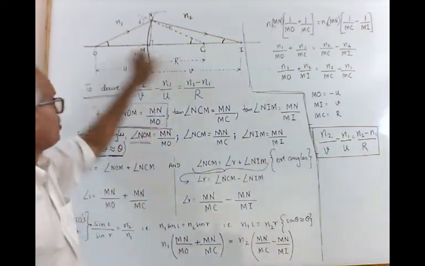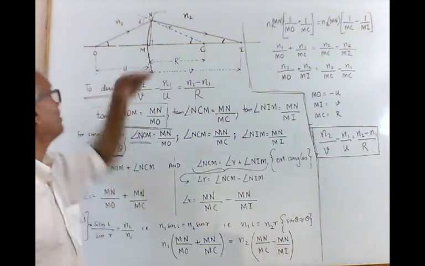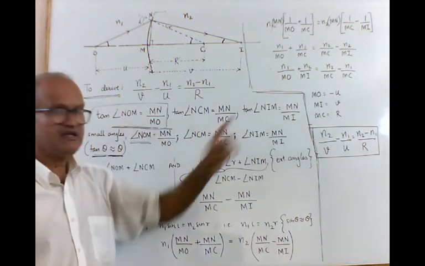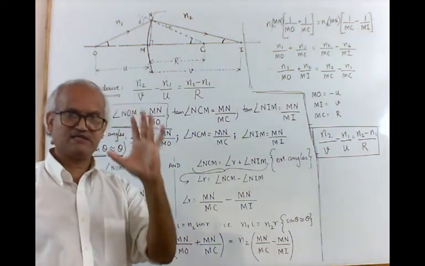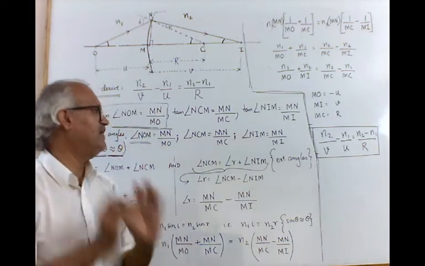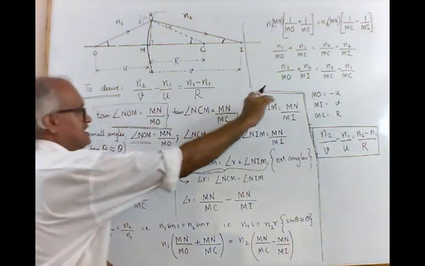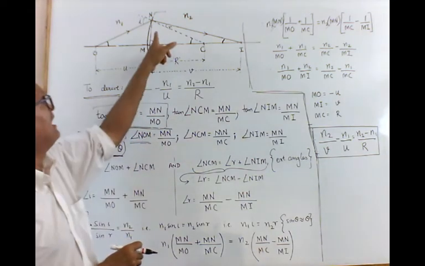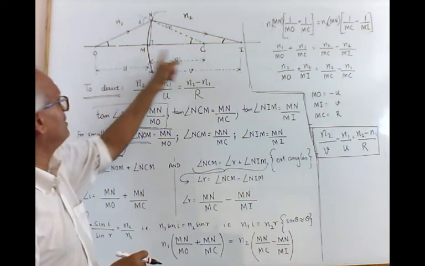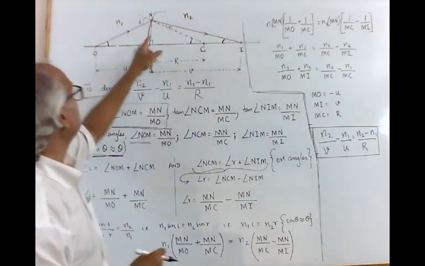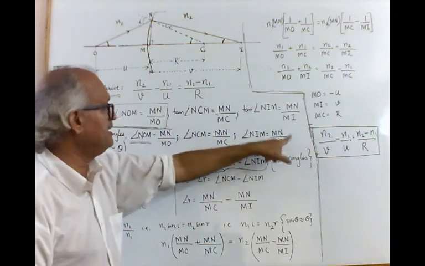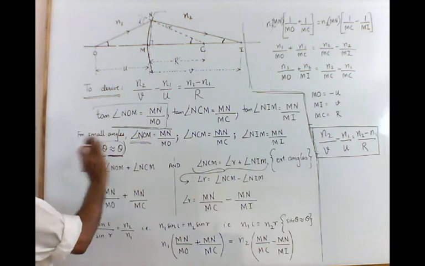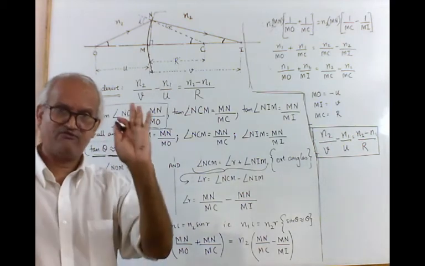Because all these angles are very small, because all these are paraxial rays, instead of tan of an angle we can directly take the same angle. Approximately this is valid. So for all these three angles, we have now got angle NOM equal to MN upon MO, angle NCM equal to MN upon MC, and angle NIM equal to MN upon MI. The reason we have given here: for small angles, tan theta is approximately equal to theta itself.